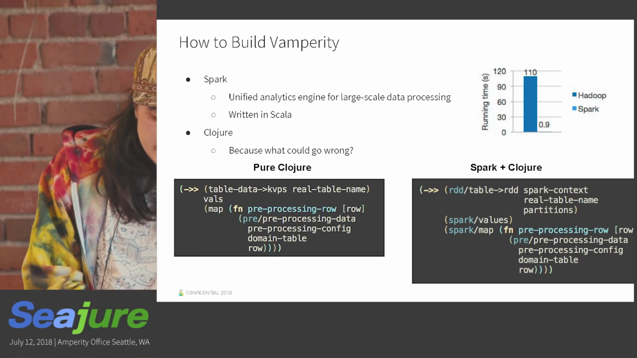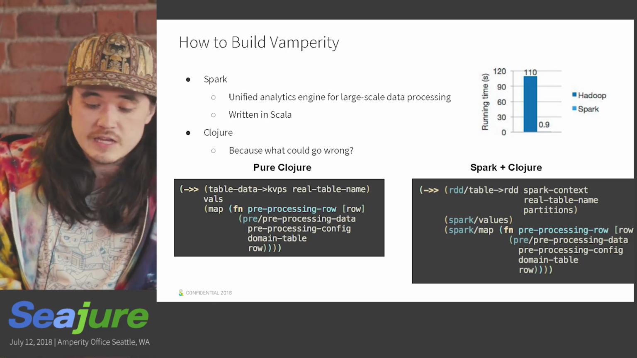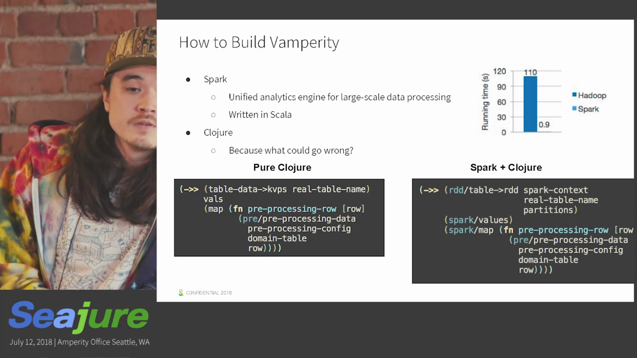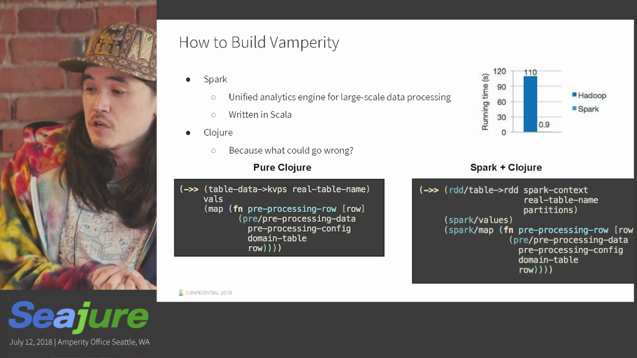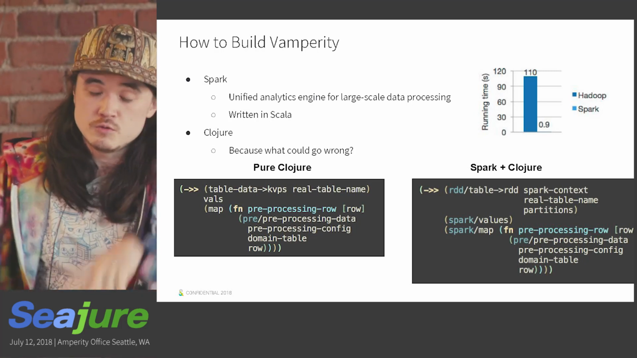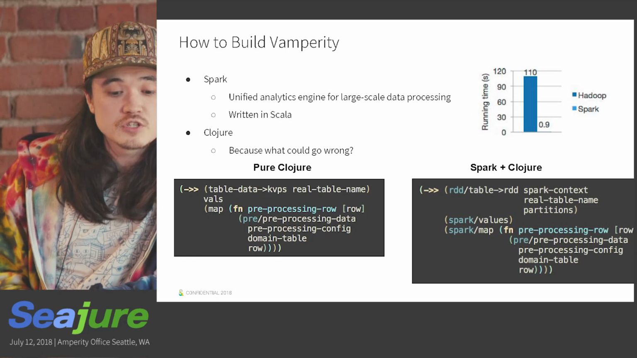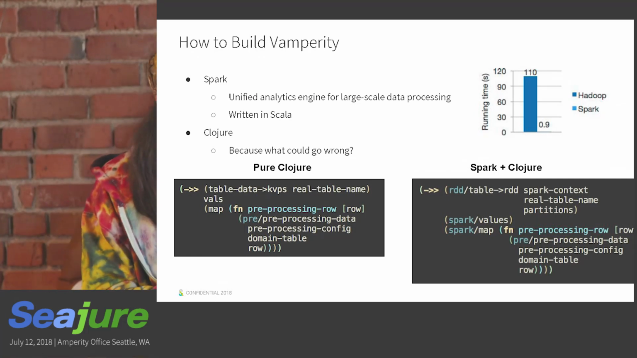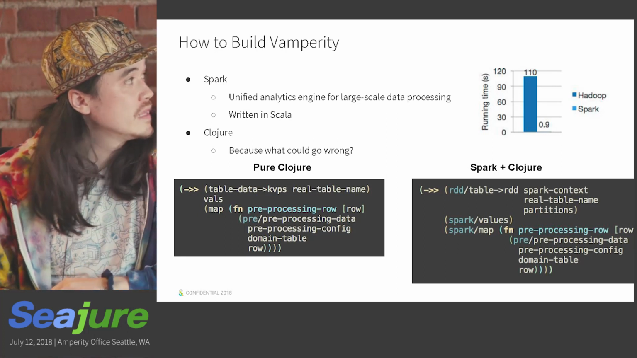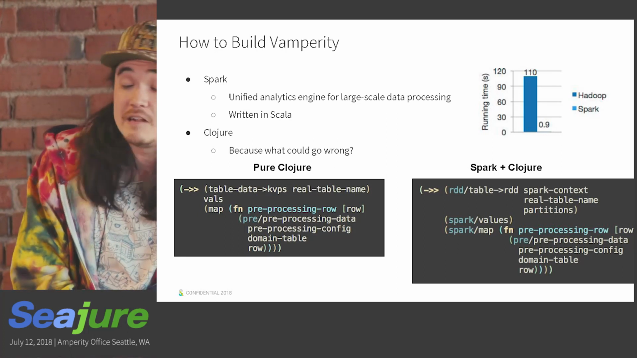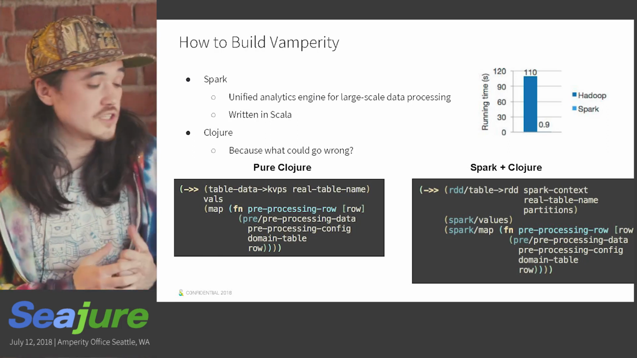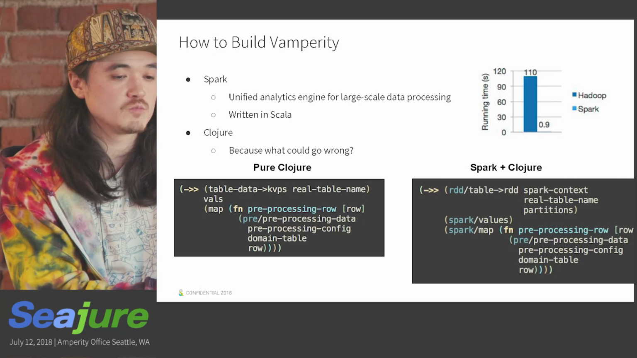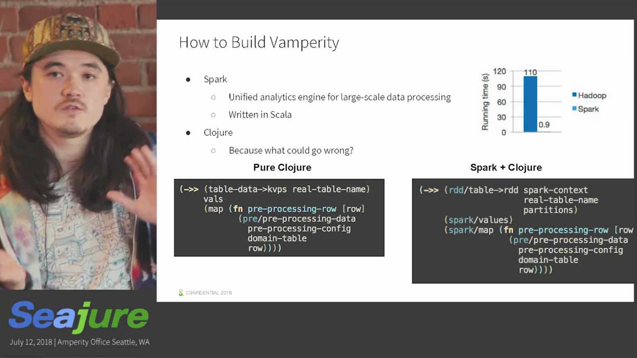And if you're going to build Vamperity meaningfully in today's tech scene, you're going to do it at scale. So to do that, you're going to either come up with your own means of distributing the work to a bunch of cloud machines that you dynamically provision, or you're going to lean on a framework to do that. We chose to leverage Spark, which, if you've never worked with it, is a highly scalable analytics engine for large-scale data processing.